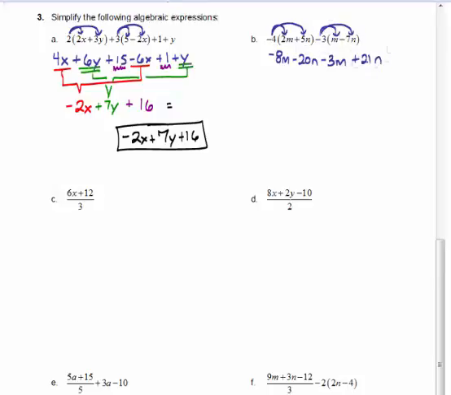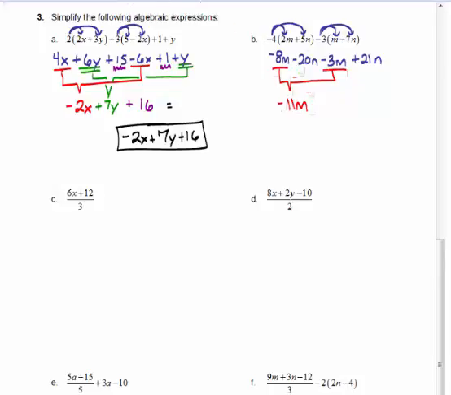And then we'll start by collecting our like terms. Let's start with the m's. So negative 8 and negative 3, I'm combining a negative 8 plus a negative 3. So collectively that would make negative 11m. Again, you can use your calculator to verify some of these if you're having trouble with adding the coefficients.